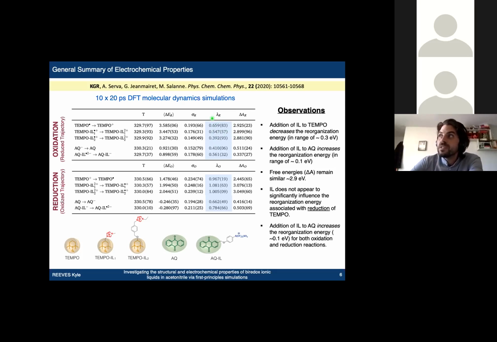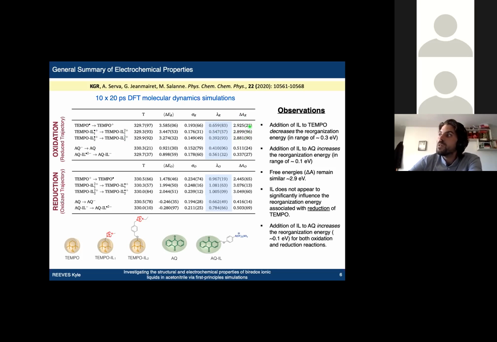So that includes, for example, here this lambda, which I said is the reorganization energy, or the information about the solvation. We can look, for example, between our TEMPO, and as we link the ionic liquids, what we see is that there's a decrease in the reorganization energy. That suggests that there's some difference in the way that solvation plays a role during the process of electron transfer from TEMPO to TEMPO plus, for example. And it's different as we add this linker. So it is something to consider that the solvation structure does change as we change the ionic liquid.